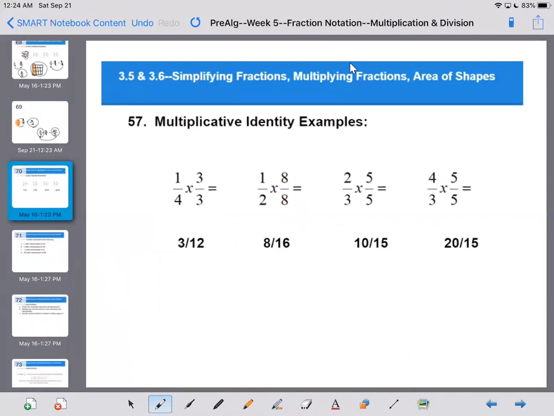So you're looking at your multiplicative identity. That's 1. 8 divided by 8 is 1. 5 divided by 5 is 1. So multiplicative identity, you're thinking, well, what can I multiply any number by and not change the value? And that's 1.